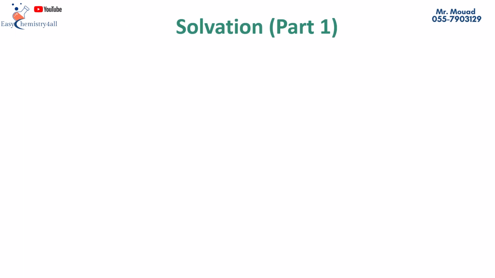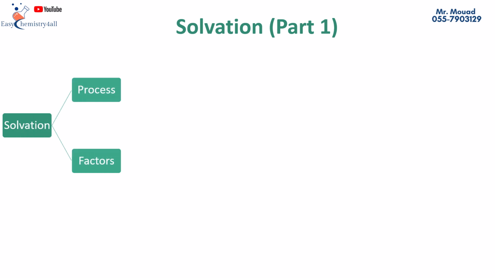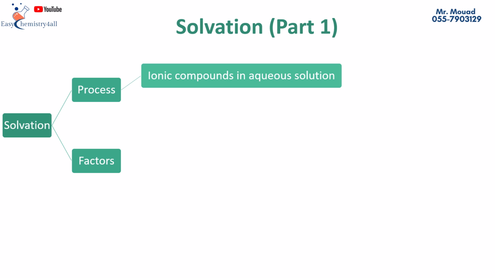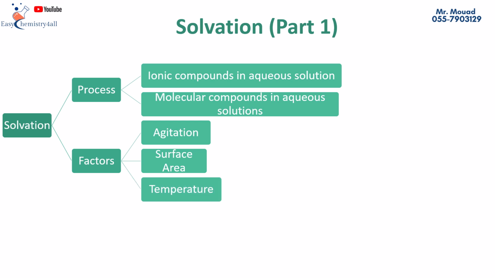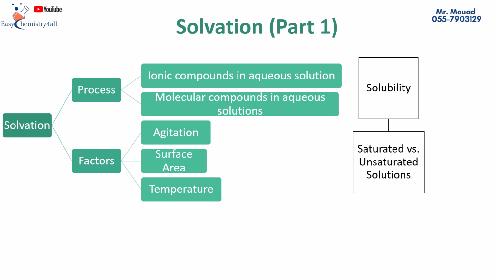We will begin with solvation part 1. In this lesson, we are going to cover solvation, its process, and the factors affecting it. We'll begin with the process of the solvation of ionic compounds in aqueous solution and molecular compounds in aqueous solutions, and we will discuss factors such as agitation, surface area, and temperature, all of which affect the rate of solvation. We will also cover the concept of solubility along with the definitions of saturated and unsaturated solutions.